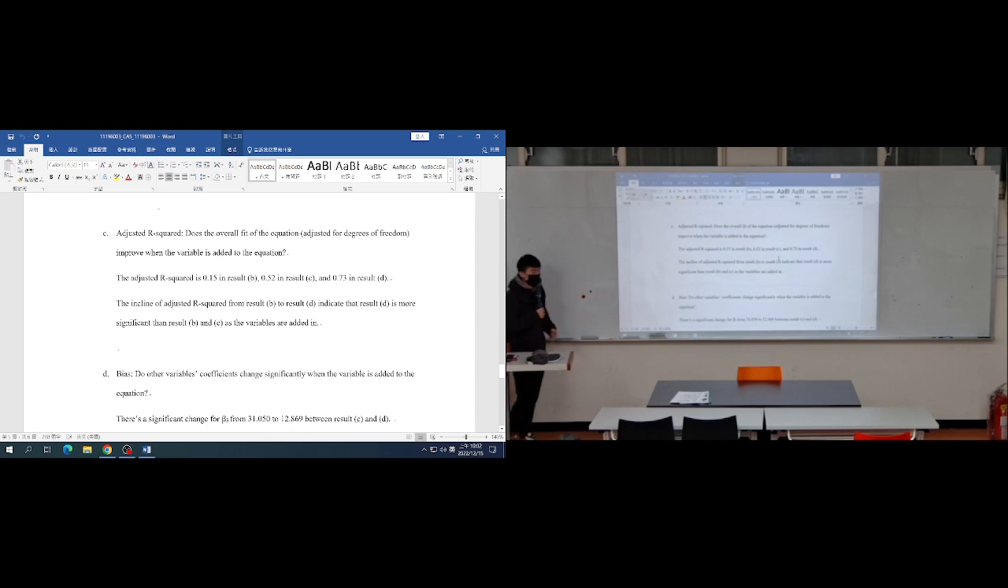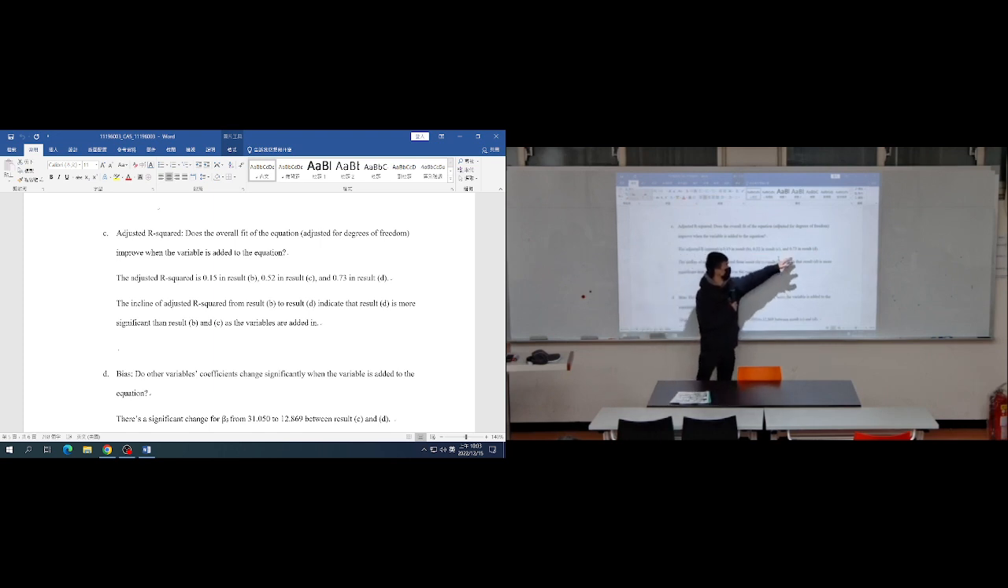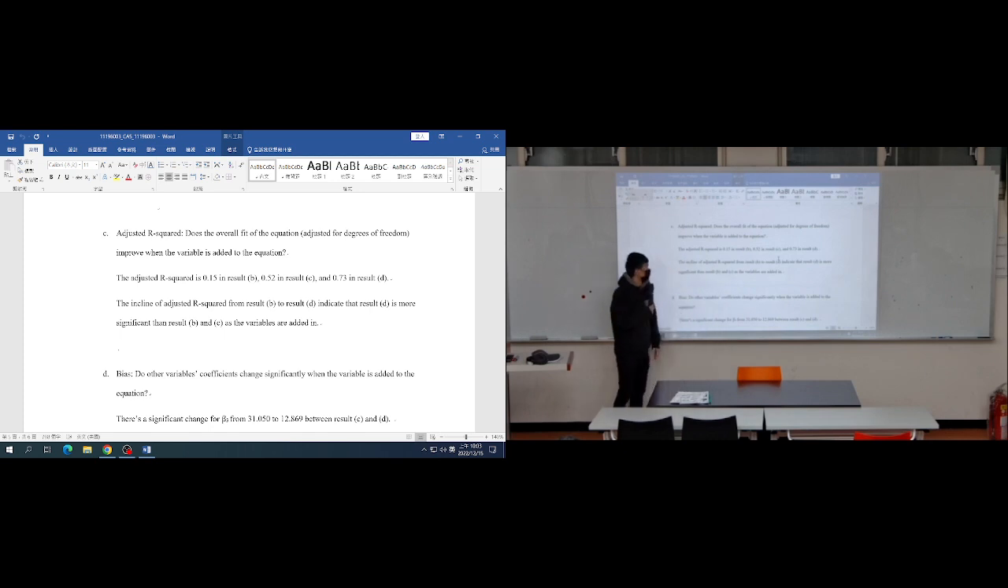And then by using adjusted R-square, the result for B is 0.05, which is quite low, and for C is 0.52, and for result D is 0.73. This increase in adjusted R-square from B to D indicates the result is more significant than B and C as variables are added in.